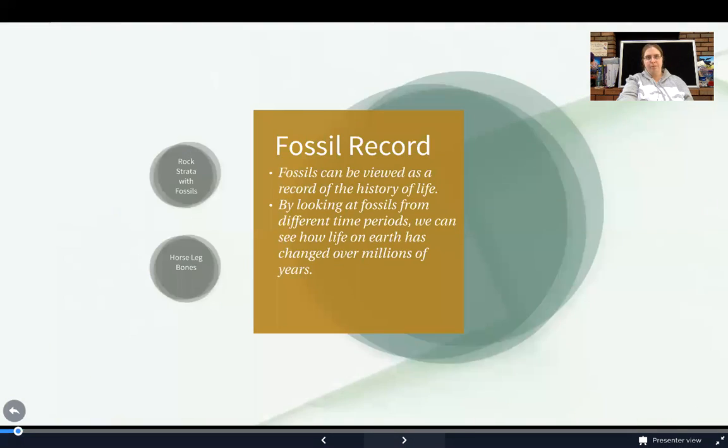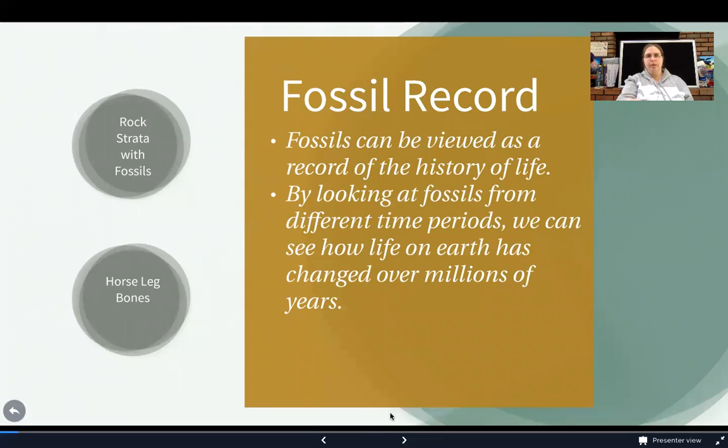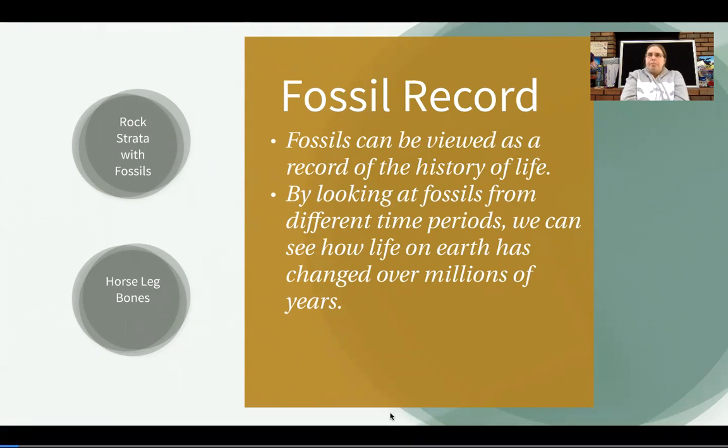So the first type of evidence is based on the fossil record. We've all seen fossils, we've seen dinosaur bones and all that, or fossilized plants. If you haven't, come see me. I've got some fossils in my classroom.